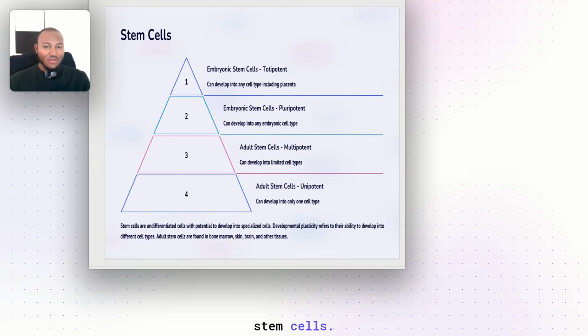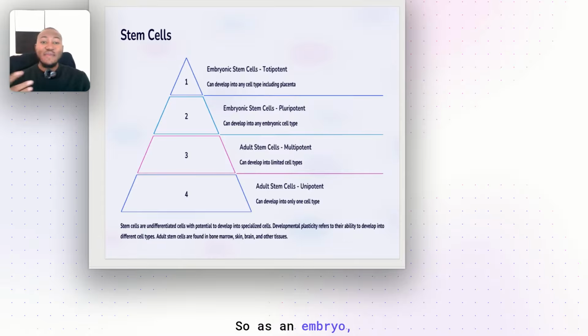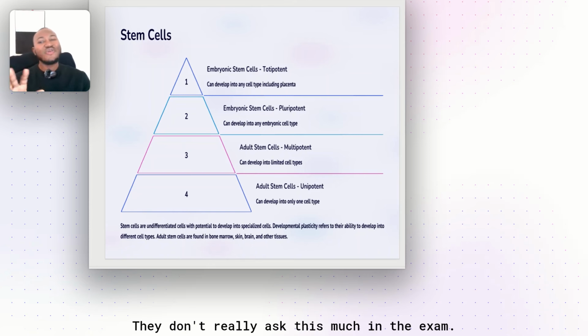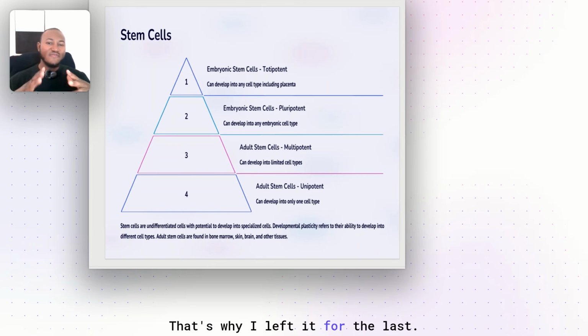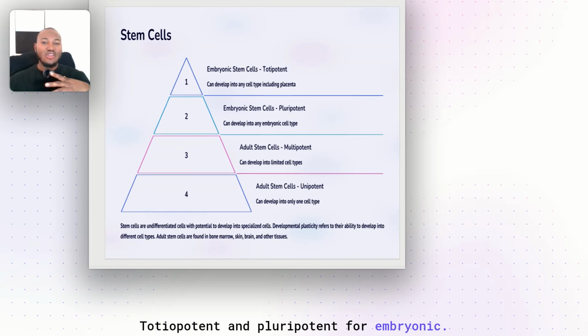Now, stem cells. We have two types of embryonic stem cells and two types of adult stem cells. As an embryo, we have totipotent and pluripotent. They don't really ask this much in the exam, that's why I left it for the last, but you have to know it. Totipotent and pluripotent for embryonic.